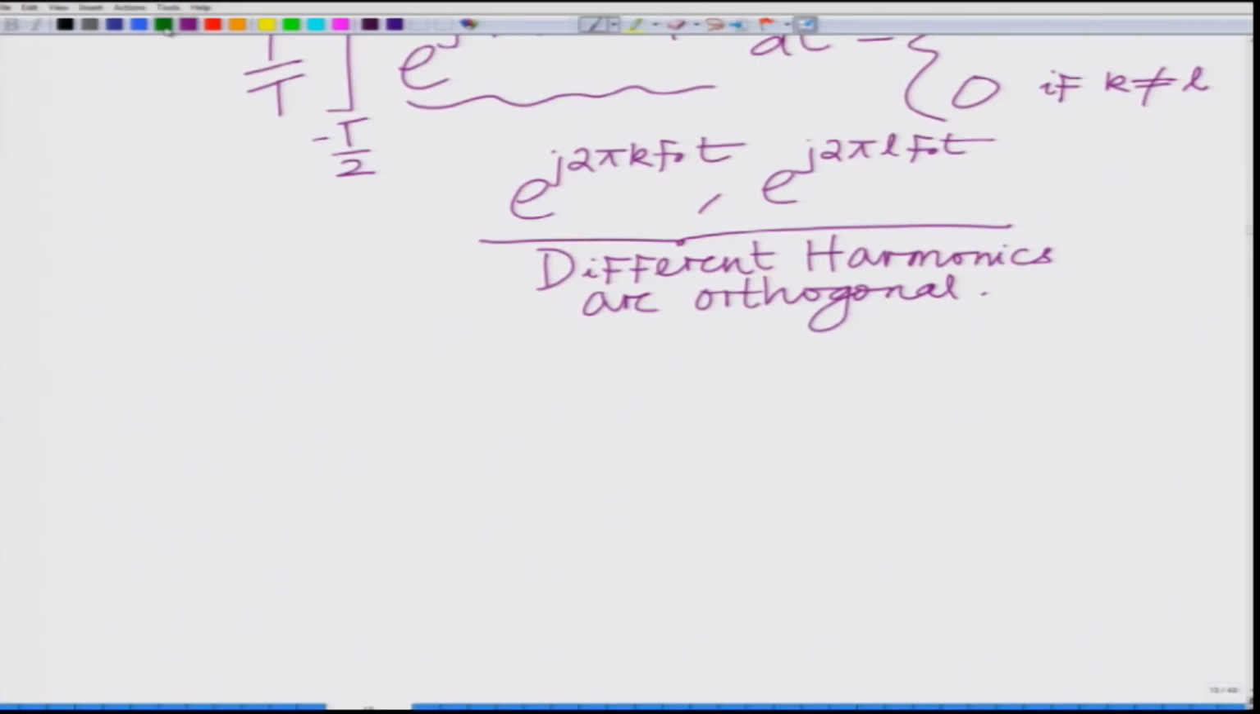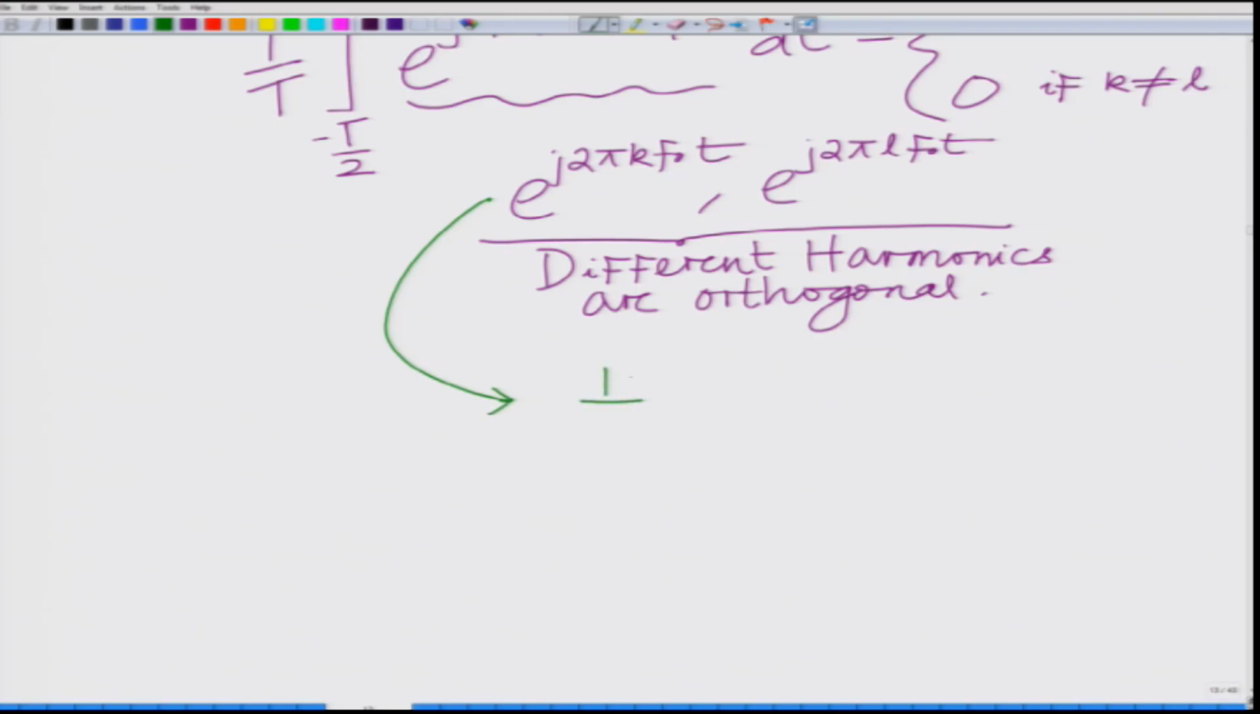That is why you have (1/T) ∫ from −T/2 to T/2 of e^(j2πk f₀ t) times e^(j2πL f₀ t) conjugate, that is e^(−j2πL f₀ t), dt, which is equal to 0. That is the property. Let me write it again clearly to illustrate the orthogonality.